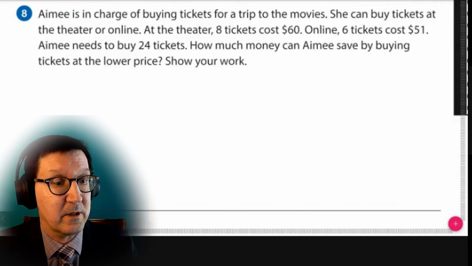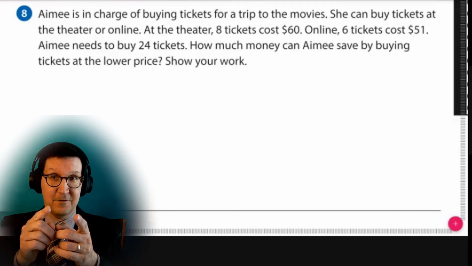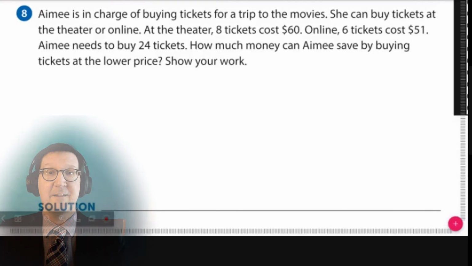Show your work. First of all, we need to figure out which is the lower price. So you find out the lowest price per ticket and then figure out where you go from there. Don't want to give too much away. Do your best, solve it. We'll come back, see how you do.